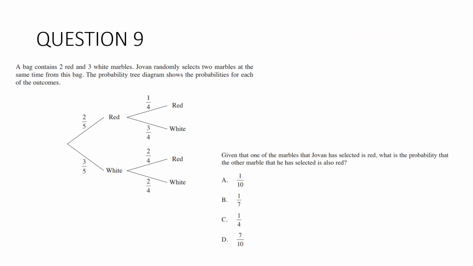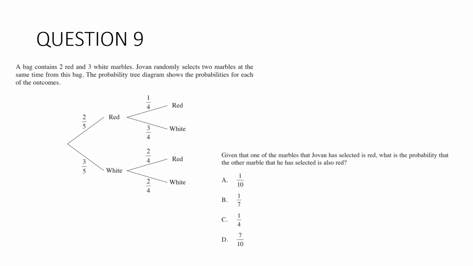Question 9. A bag contains 2 red and 3 white marbles. Javan randomly selects 2 marbles at the same time from this bag. The probability tree shows the probabilities for each of the outcomes. So we've got non-replacement. Given that one of the marbles that Javan has selected is red, what is the probability that the other marble he has selected is also red?